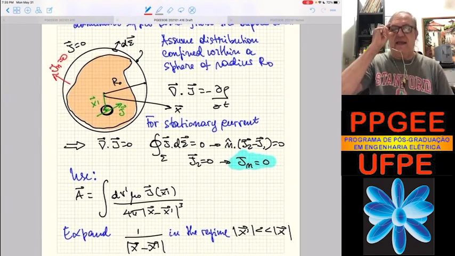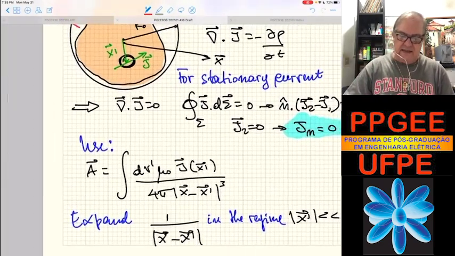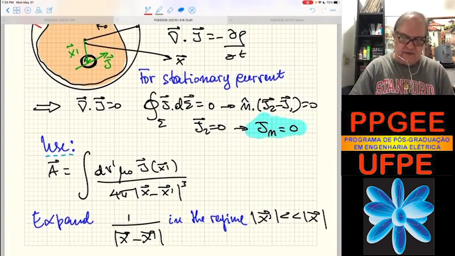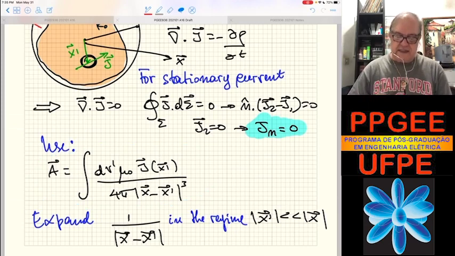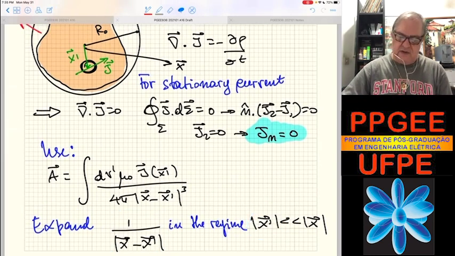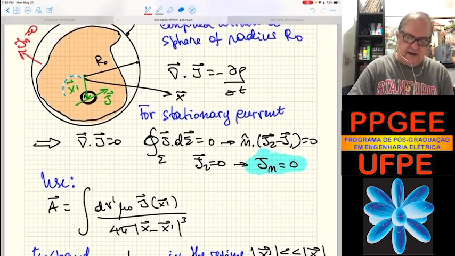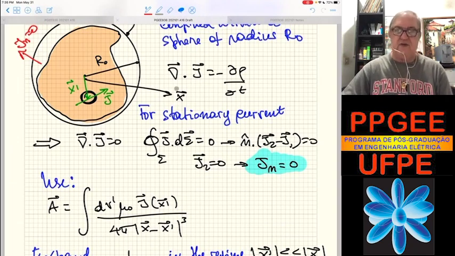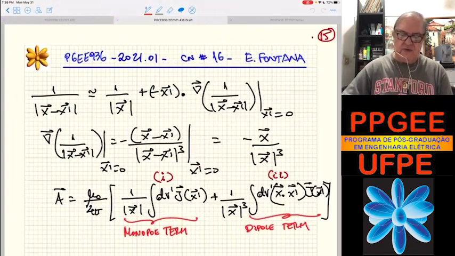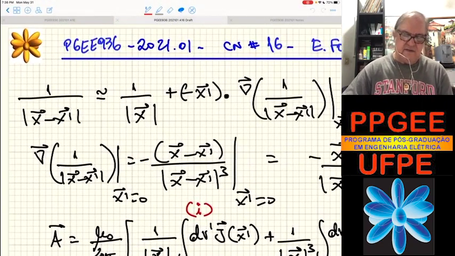So let's calculate the magnetic effect of this localized distribution. We're going to have the vector potential by that expression. Let's expand the inverse function to the lowest order, when the magnitude of the vector x prime is much smaller than the magnitude of x. So we know how to do that, right?